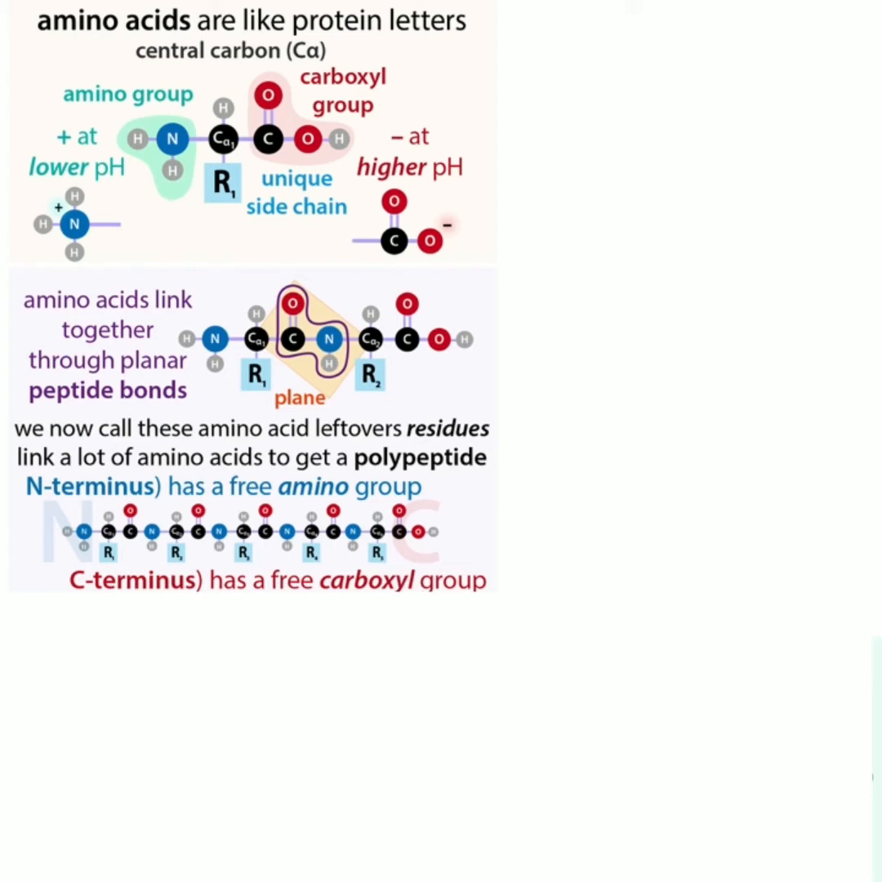These bonds are special because they're really strong, but they're also restrictive because of something called electron resonance. Don't worry about that, but just know that there's limited rotation around the backbone part. That helps give proteins some sturdiness. And so you link them up. We call the free amino group the N terminus, and the free carboxyl group the C terminus. The amino acids are linked together N to C, so you get this long chain of amino acids.